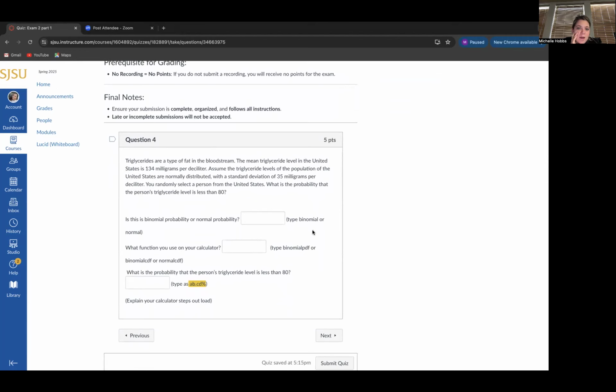Triglycerides are a type of fat in the bloodstream. The mean triglyceride level in the United States is 134 milligrams per deciliter. Assume the triglyceride levels of the population of the United States are normally distributed with a standard deviation of 35 milligrams per deciliter. You randomly select a person from the United States. What is the probability that the person's triglyceride level is less than 80? Is this a binomial probability or a normal probability? And what function do you use on your calculator?